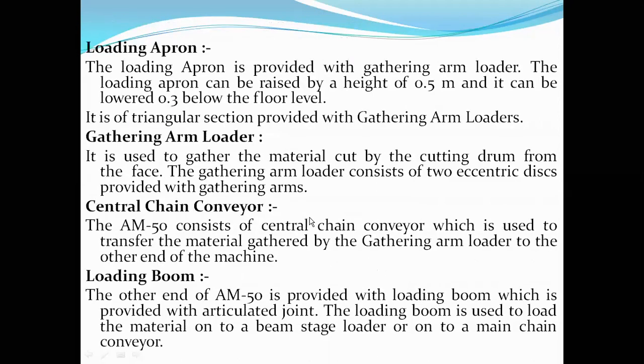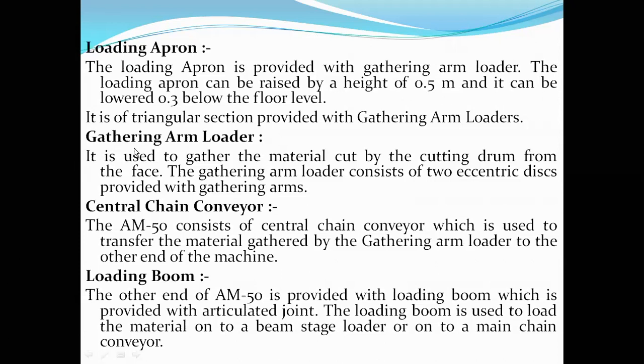Okay, let's move on. Next, loading apron. The loading apron is provided with gathering arm loader. The loading apron can be raised by 0.5 meters and it can be lowered 0.3 meter below the floor. It can be lowered and it can be raised. It is of triangular section provided with gathering arm loader. That's what we discussed, right?